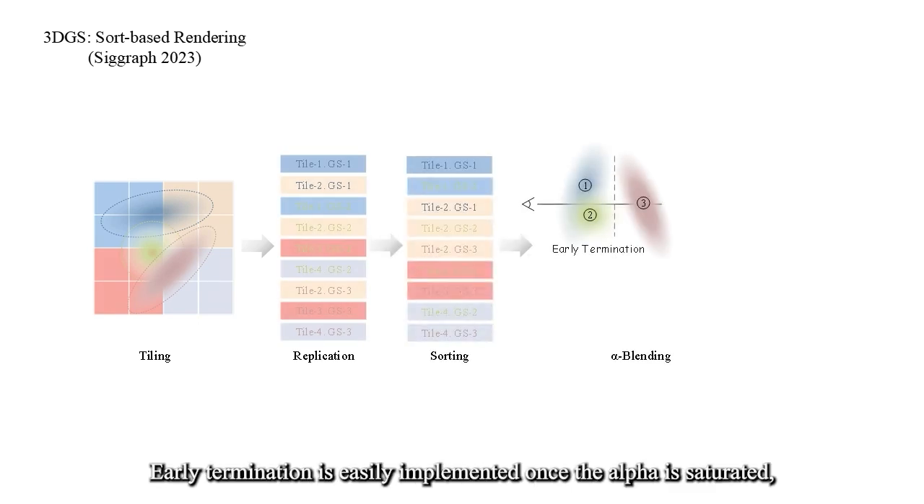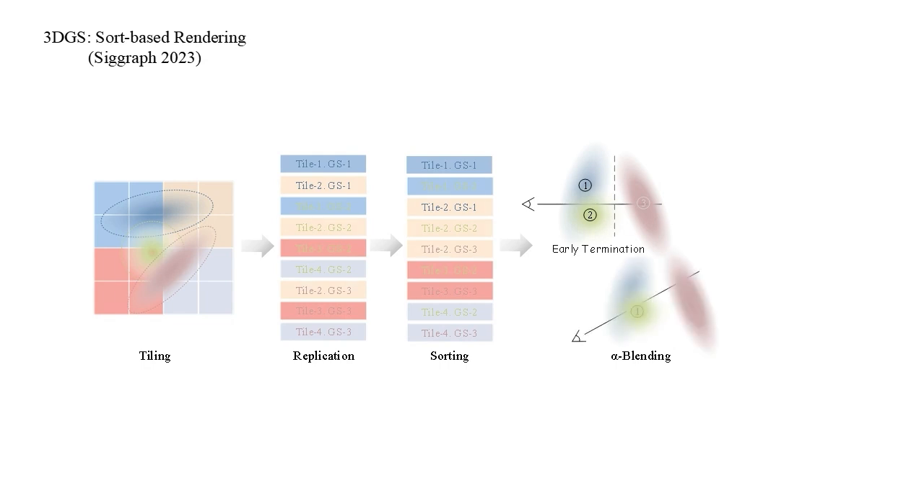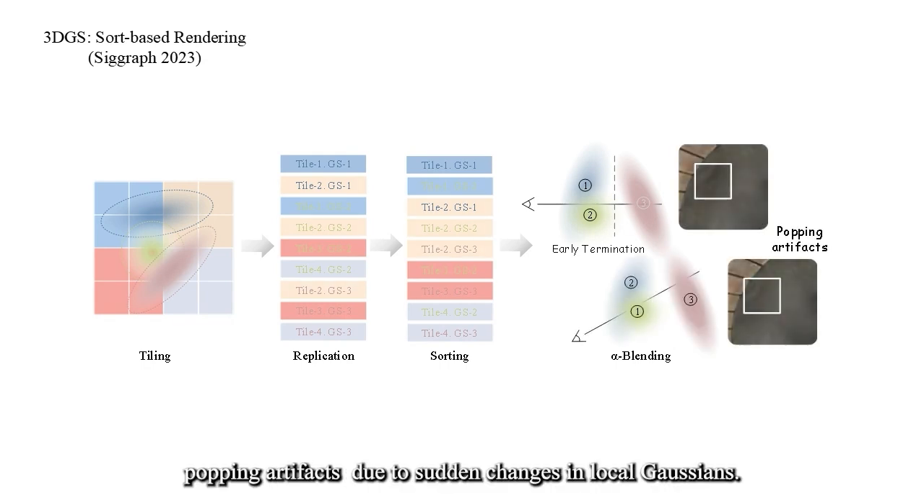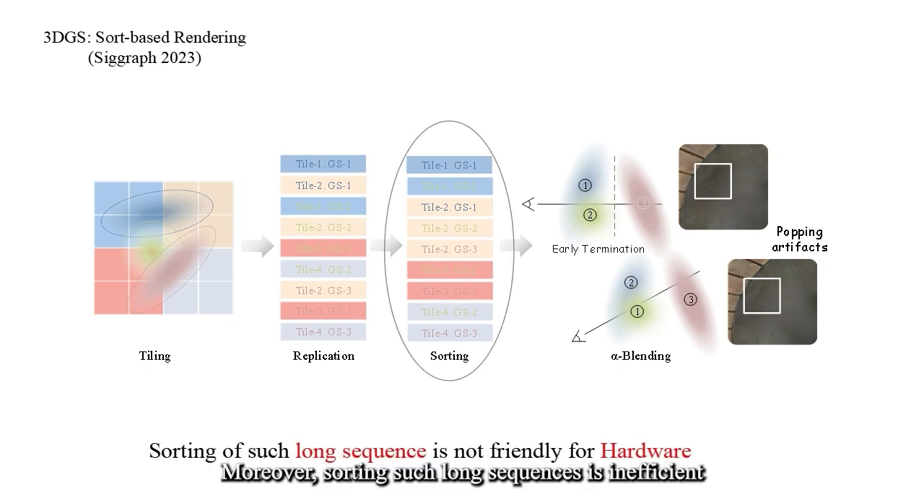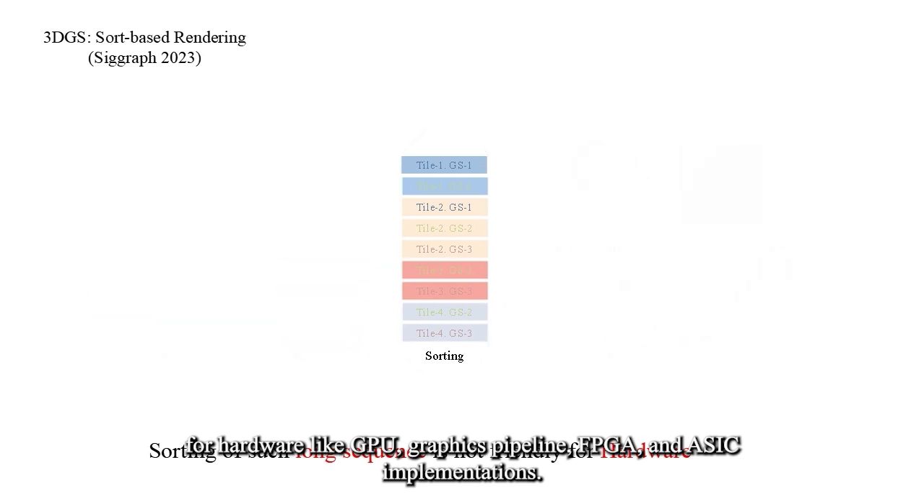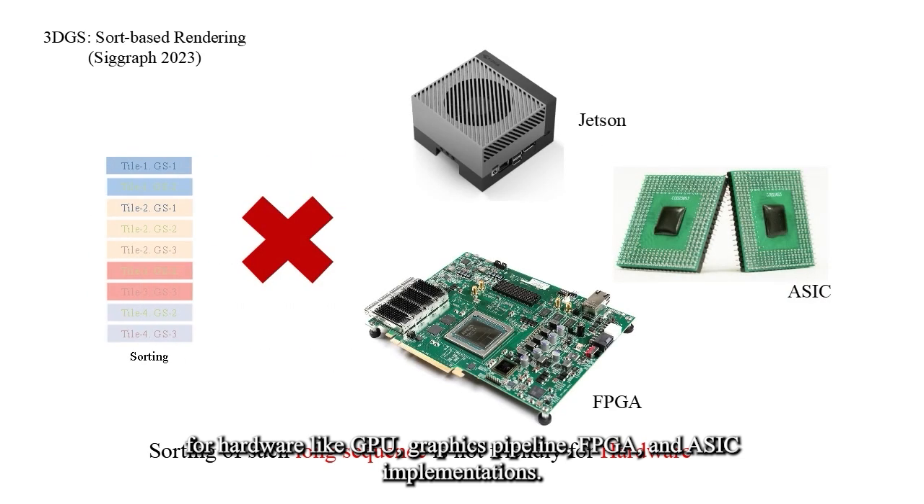Early termination is easily implemented once the alpha is saturated, but this approach introduces popping artifacts due to sudden changes in local Gaussians. Moreover, sorting such long sequences is inefficient for hardware like GPU graphics pipeline, FPGA and ASIC implementations.